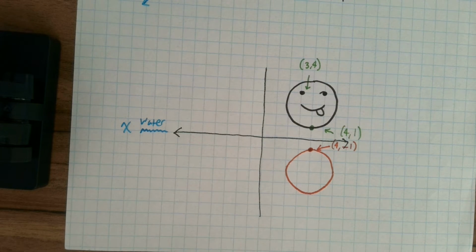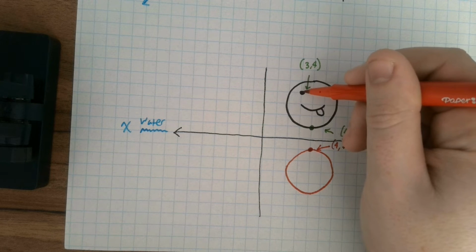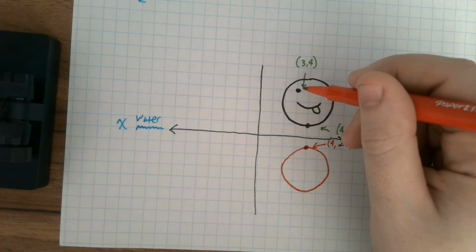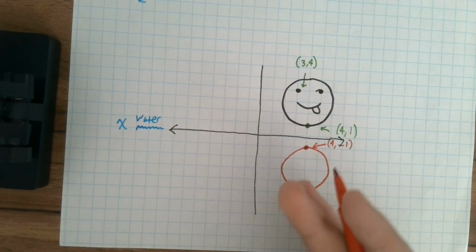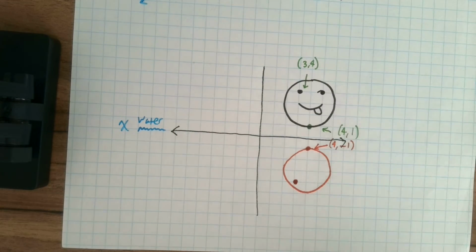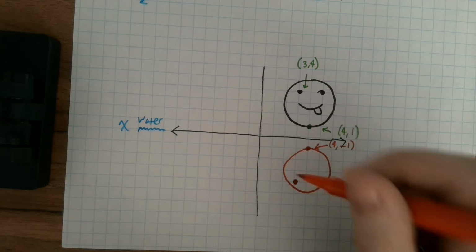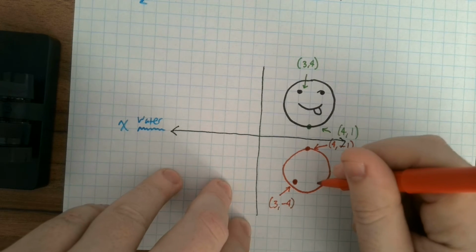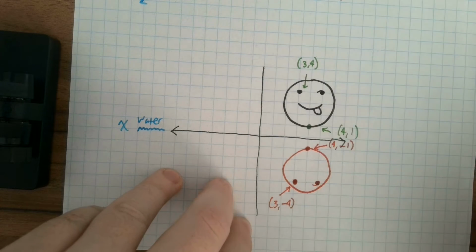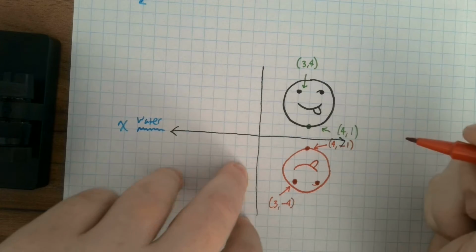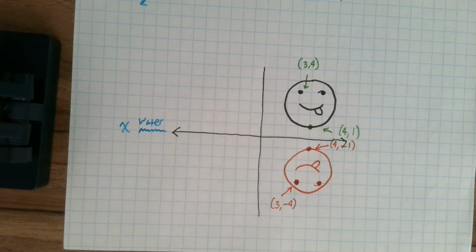Now we take a look at some of his other features. His eyeball started off at 3, 4. Well, it's never going to stop being over 3, but it is now going to be down here, right here. Instead of being at 3, 4, Juan's eyeball is now at 3, negative 4. And his other eyeball is right here, and there's his little smile right here, and there's his tongue right here. This is Juan's reflection, and if I was a better artist, you would see that it should be the exact same.